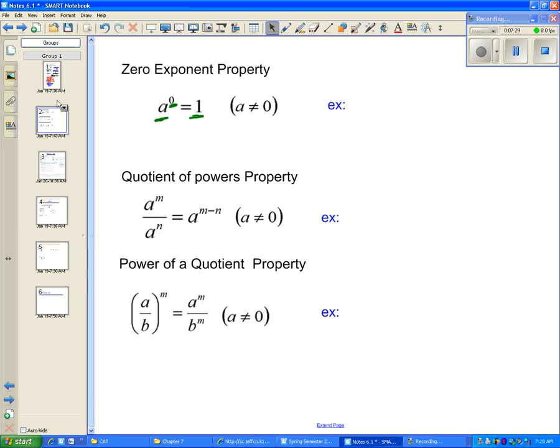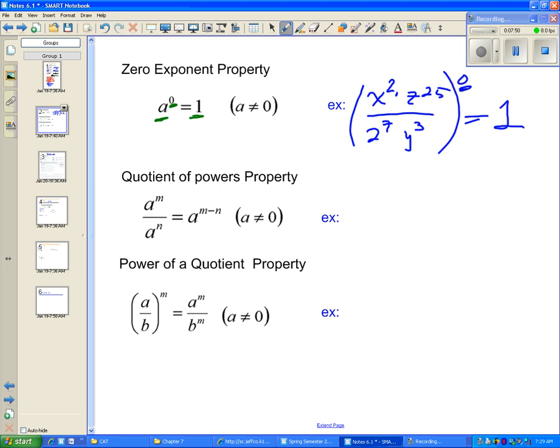If I come up here and I write this god-awful problem, x squared times z to the 25th over 2 to the 7th over y to the 3rd, and I put it all to the 0 power, I can ignore everything because the 0 power tells me that the answer has to be 1. The answer has to be 1. And that's the zero exponent property. Be careful, make sure you understand that.